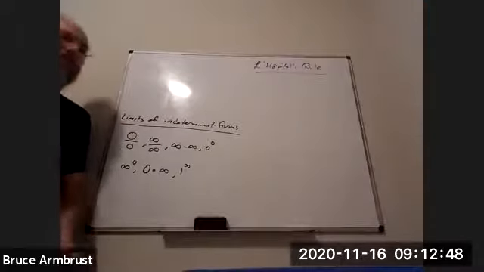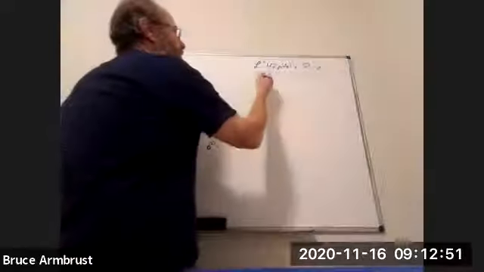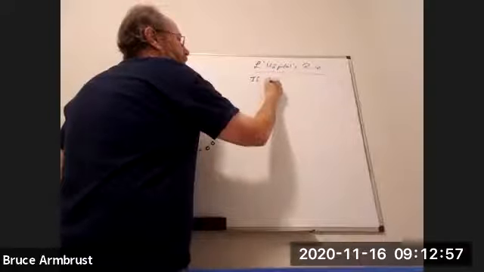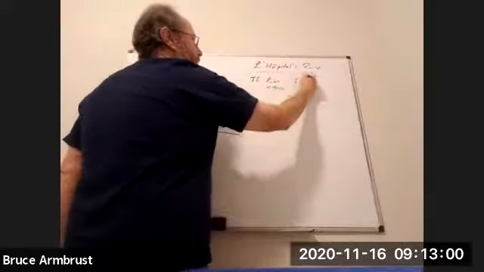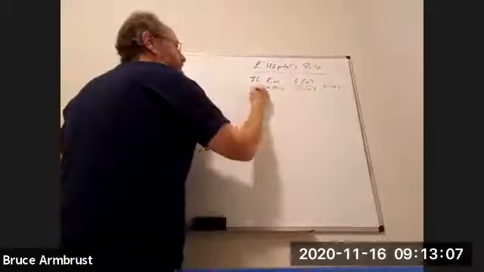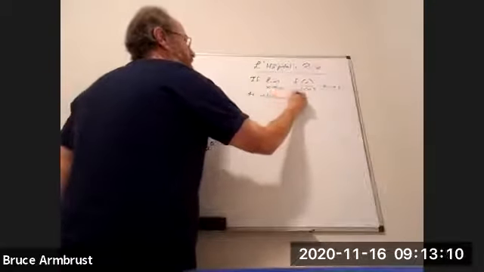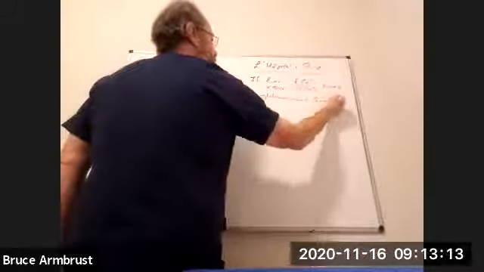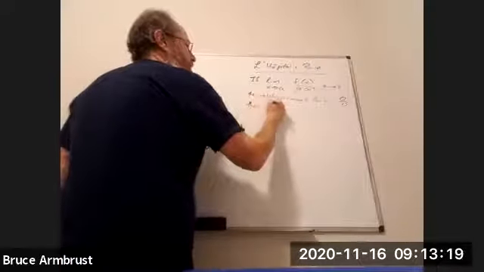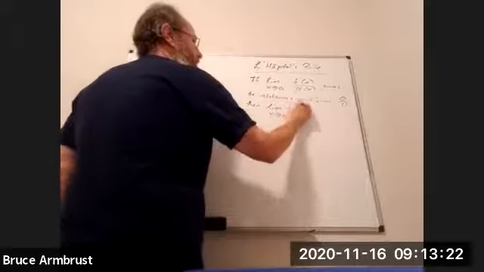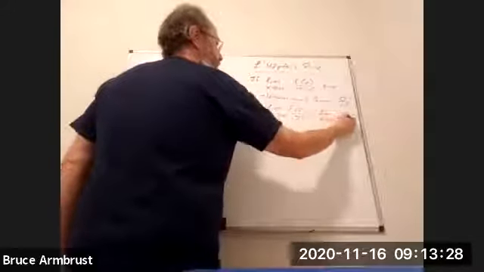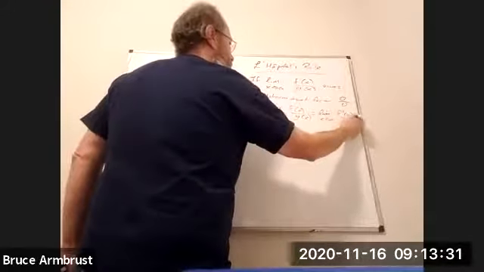So L'Hopital's rule. Here's what L'Hopital's rule says. All right. So if we're taking a limit as x approaches a of f of x over g of x, and it gives the indeterminate form 0 over 0, then the limit as x goes to a of f of x over g of x is equal to the limit as x goes to a of f prime of x over g prime of x.